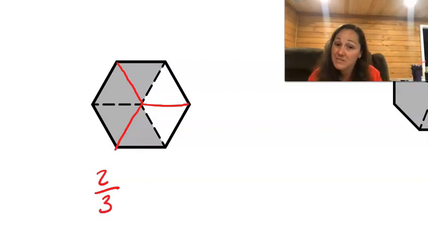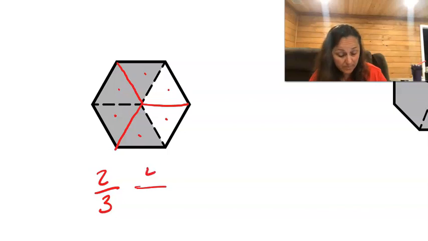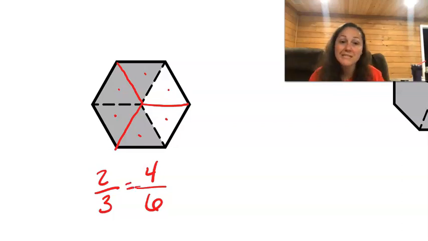And now how many pieces do I have colored? 1, 2, 3, 4, 5, 6. So I have 4 pieces out of 6. And guess what? These fractions are equivalent. So you can see it's the same size of my whole shape that's colored each time.